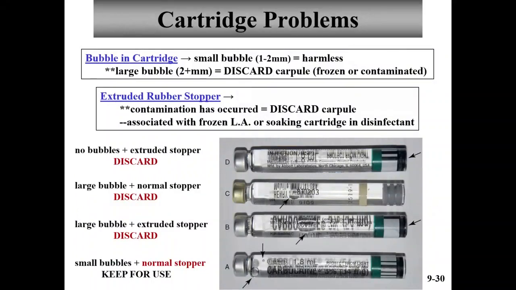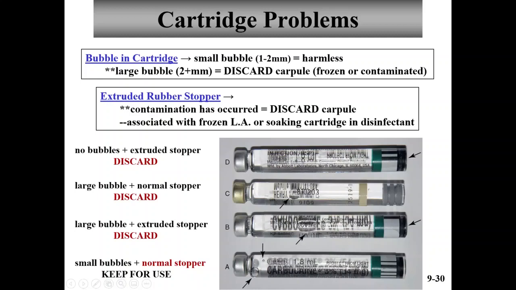Cartridges can have problems. It's common to have a small bubble, like 1 to 2 millimeters in diameter, within a carpule, and that's harmless. It doesn't matter. If you have a bubble that's larger than 2 millimeters, that means that the anesthetic in the solution has either been frozen or contaminated. So this is a small bubble. This is too big a bubble. So you always inspect your carpules before you load them.